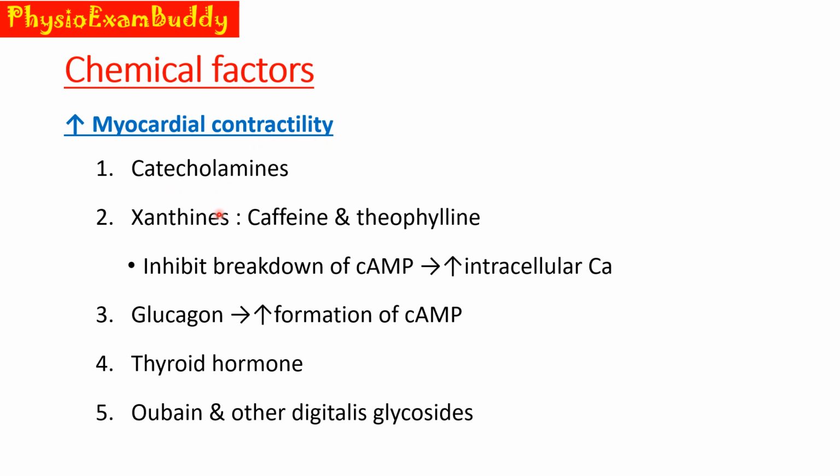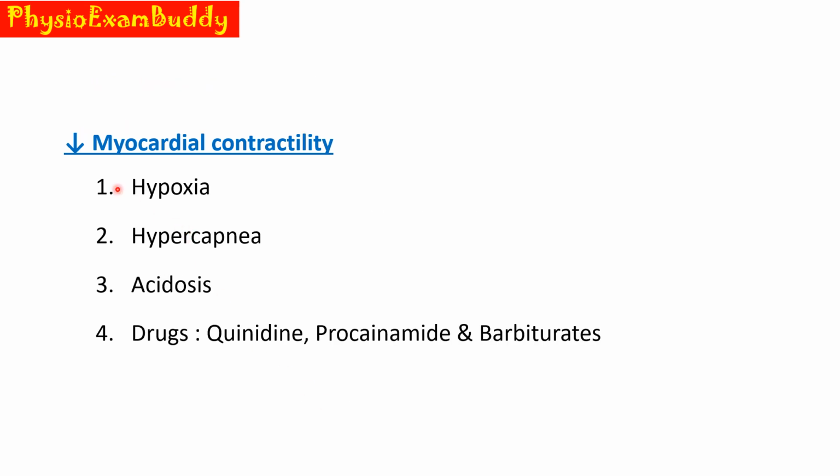They are catecholamines, and xanthines like caffeine and theophylline, which usually inhibit the breakdown of cyclic AMP, thereby increasing the intracellular calcium. Another chemical is glucagon, which increases the formation of cyclic AMP. Then thyroid hormone as well as ouabain and other digitalis glycosides will increase the myocardial contractility. The factors which cause a decrease in the myocardial contractility are hypoxia, hypercapnia, acidosis, and drugs like quinidine, procainamide, and barbiturates.